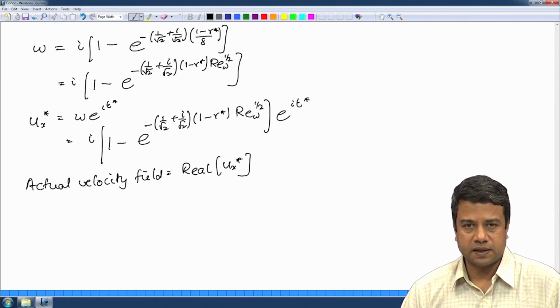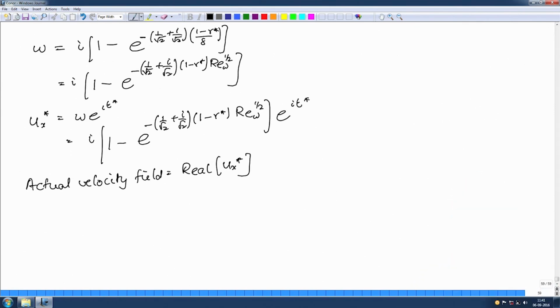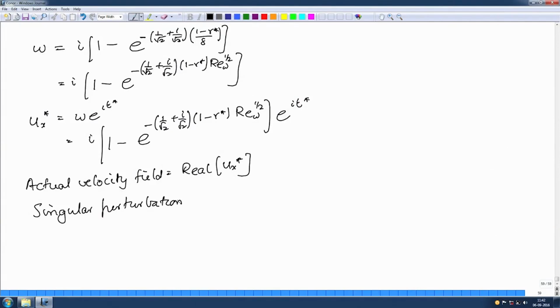I will briefly continue this in the next lecture to explain the physics once again, and then we will come back and we will solve problems in the next coordinate system, which is the spherical coordinate system. I will briefly continue this in the next lecture to explain the physical principles behind this kind of a solution. This is called a singular perturbation solution. And this is often used in what is called boundary layer theory.